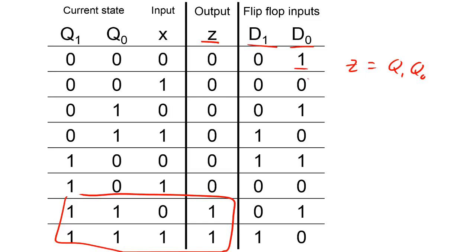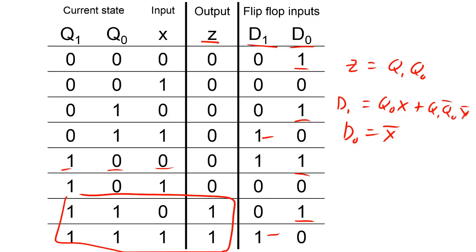We can see that D0 is every other row, and it matches the complement of X, and then D1 is equal to, well, it's got 3 inputs, so this one and this one basically give us Q0 X, and then we've got Q1 Q0 bar X bar. So Q1, Q0 bar, X bar. And now we've got a set of Boolean expressions. From these Boolean expressions, we are going to create our circuit.